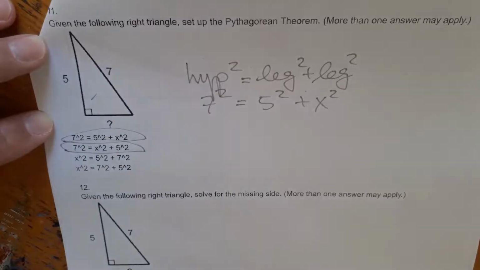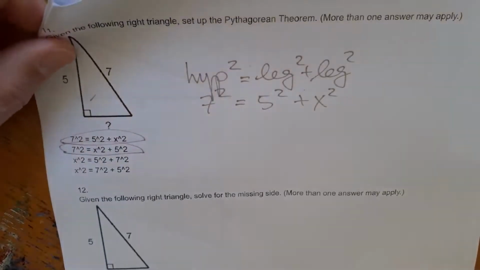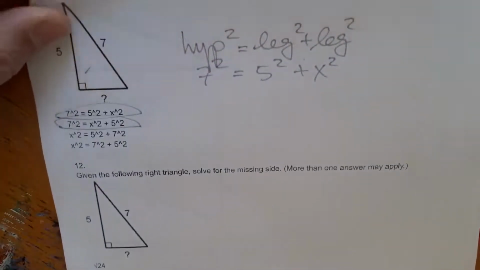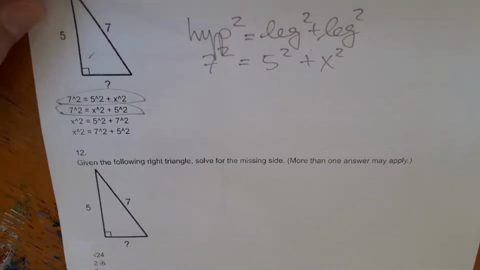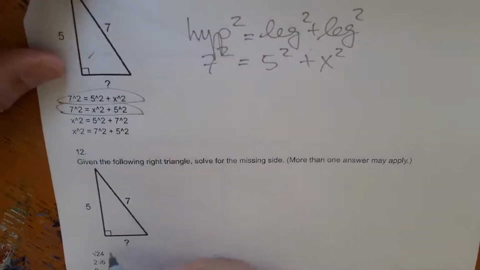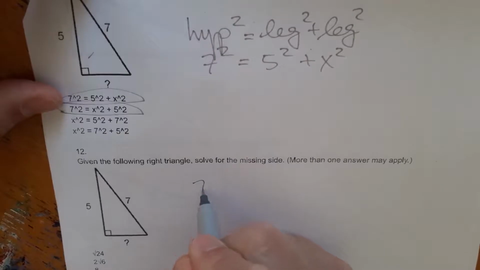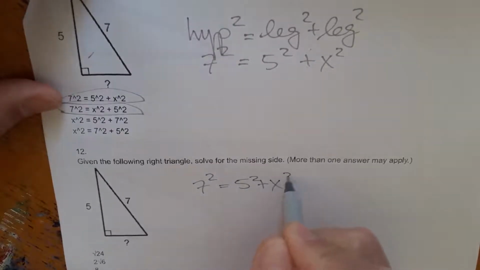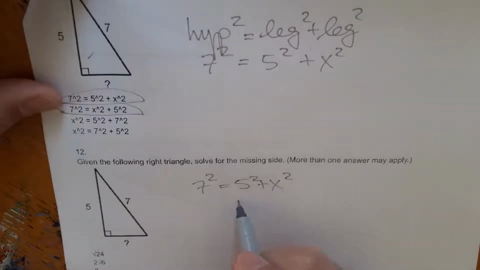These can be reversed. Now, for the following triangle, solve for the missing side. So let's keep this up. They're giving us the same triangle here, and just saying solve for the missing side. So we're just going to rewrite 7 squared equals 5 squared plus x squared, since they already made us set it up, right? So this one takes some algebraic manipulation.